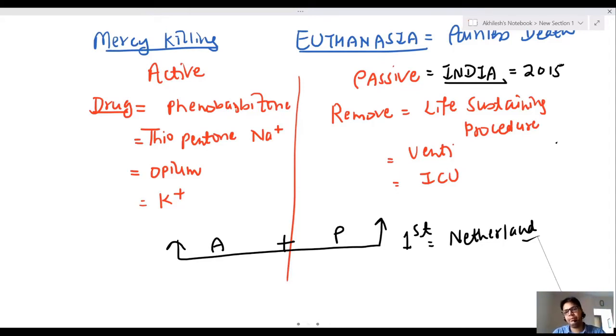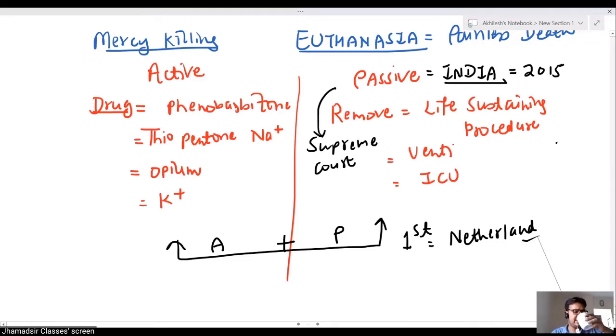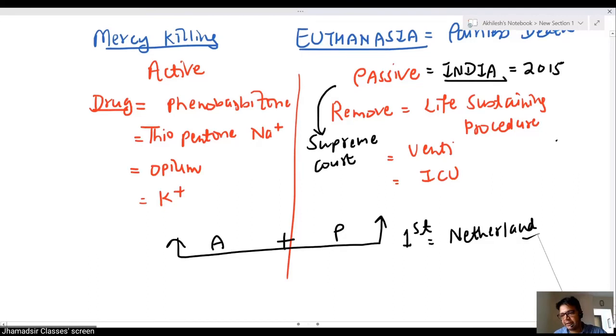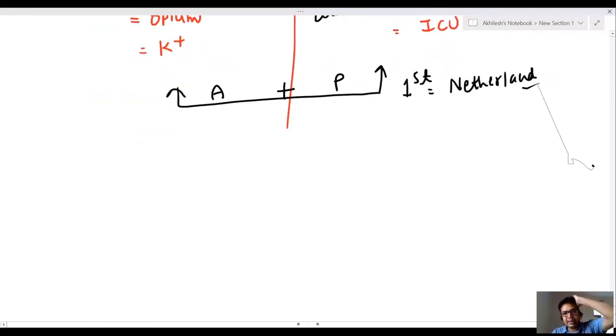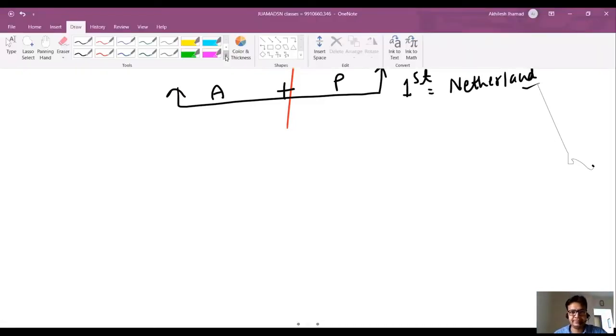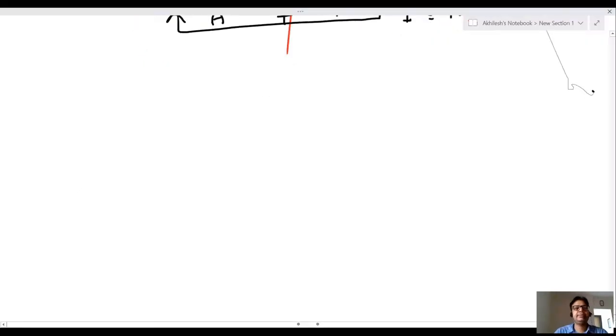But sir, in India, it is not voluntary. You have to get the permission of the Supreme Court, then you can go for passive euthanasia. The first country where active plus passive both got legalized was the Netherlands. Anyway, giving a drug causing death is active euthanasia, and removing resuscitation is passive euthanasia. Active and passive.